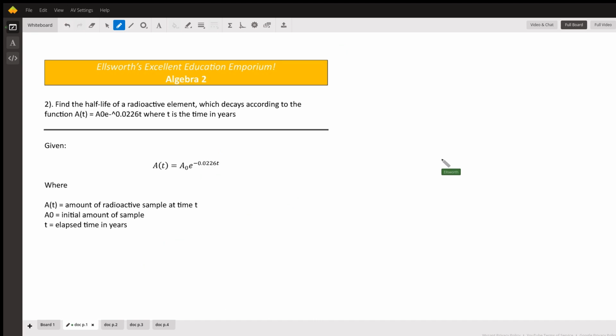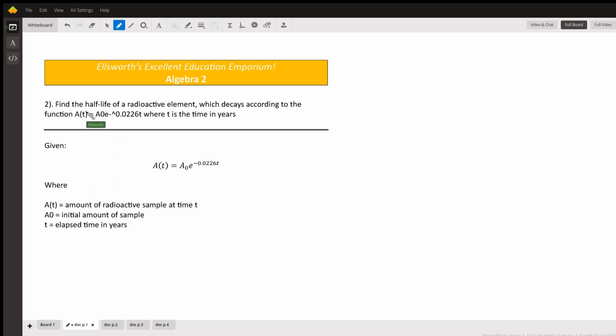There's your problem. Find the half-life of a radioactive element, which decays according to the function, and it's given right here, where t is the time in years. So, we start with our original formula. A of t is how much we have to start with. A0 is the amount that we have at some time t in the future, and t is how long it's passed.